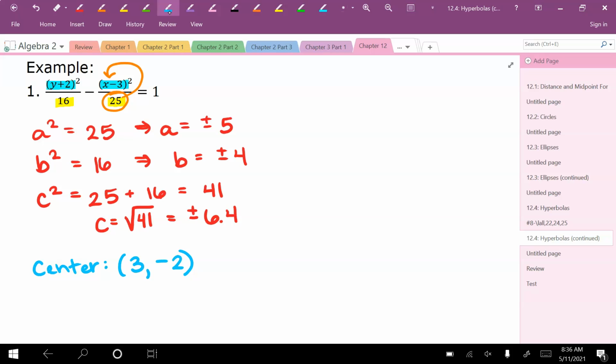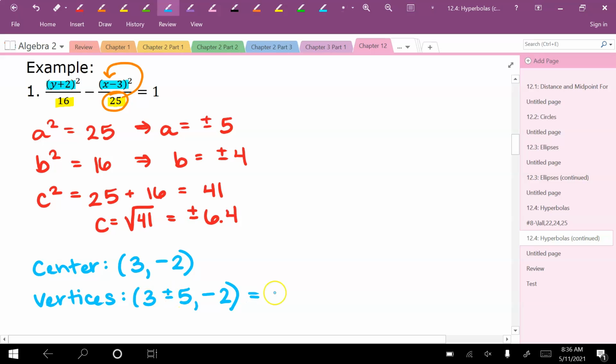All right, using the left-hand side there, let's start by finding our vertices. Our vertices are the h of our center, which is the x-coordinate, so the 3, plus or minus our a value, so plus or minus the 5, and then you have your k from the center, which is -2. So 3 plus 5 would be 8, -2, so there's one point. And then 3 minus 5 would be -2, so -2, -2 would be the other vertex.